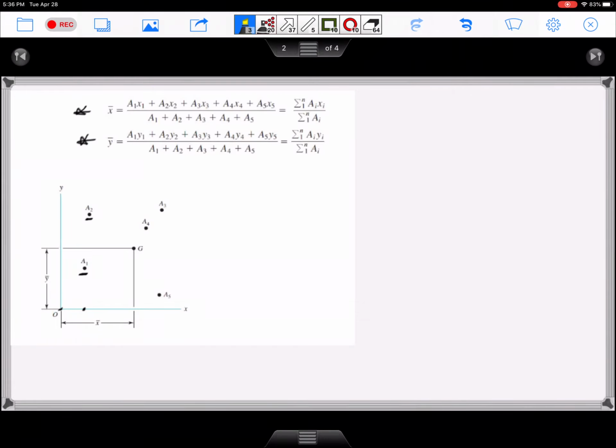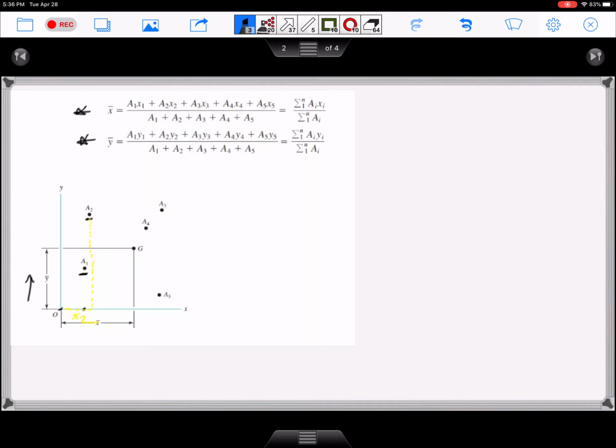So this is your x2, and x3, same thing, and so on. To find the y bar, the y coordinate of the centroid, it's the same thing, but instead you're going in the y direction instead of the x direction. We learned this formula in statics.